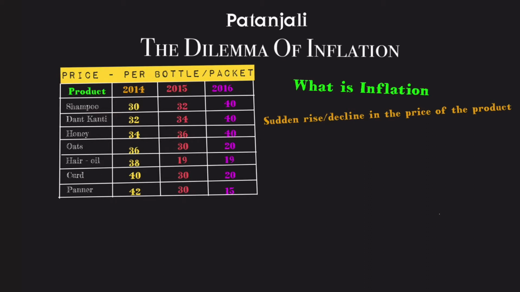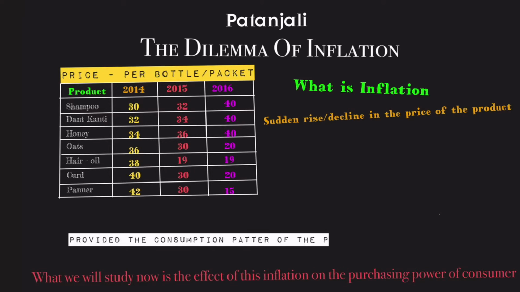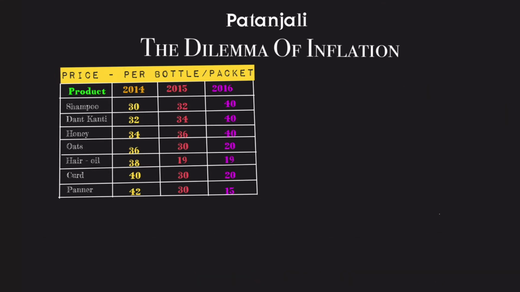So if there is a rise in the price of the product, what effect will it have on the purchasing power of the consumer? The price of the product is increasing, but my consumption pattern remains the same, which means I was consuming 5 apples last year, and I am consuming 5 apples this year as well, but the price of the apples has increased. That is what will have an effect on my purchasing power. I'll get fewer apples this time. Okay, so let's see how this happens.